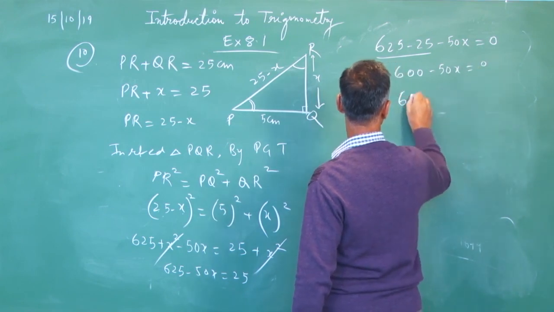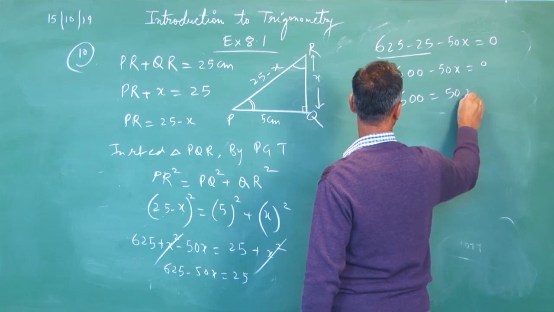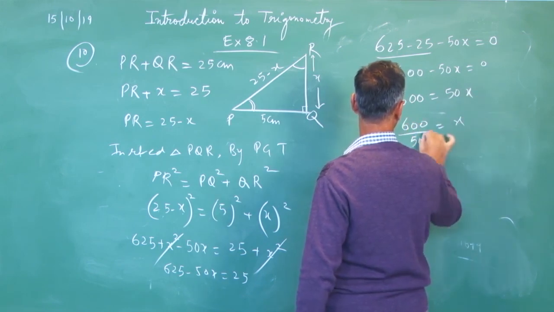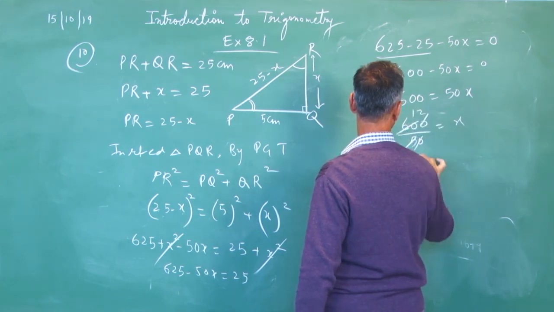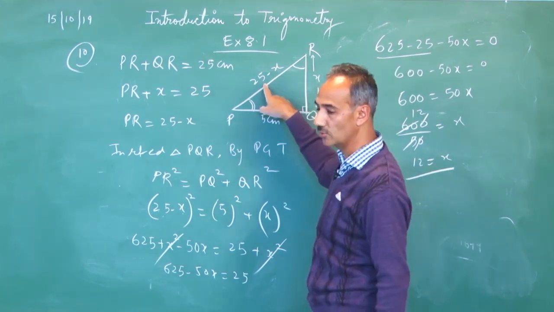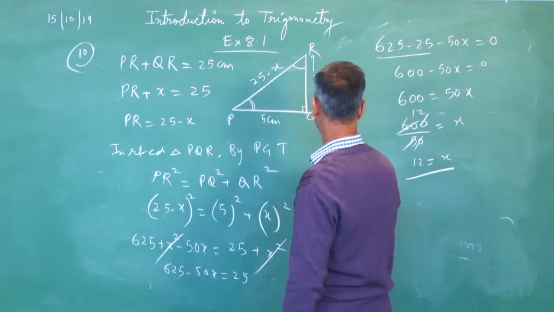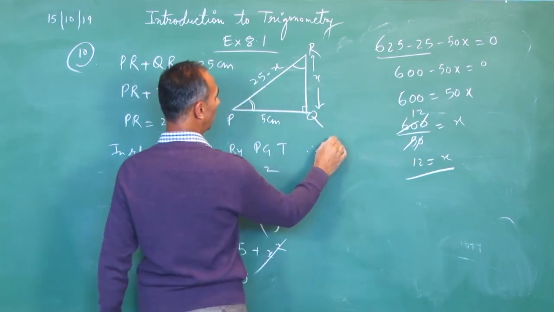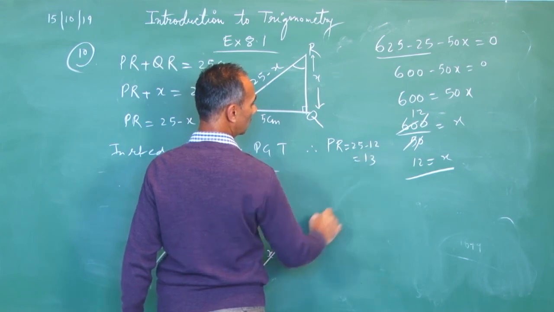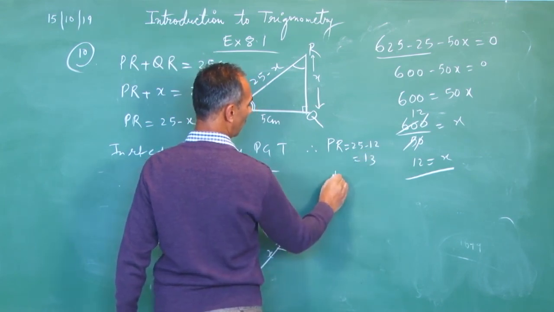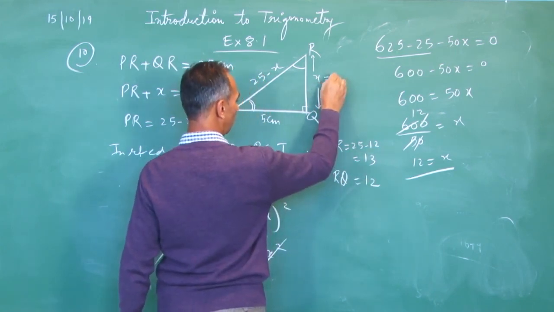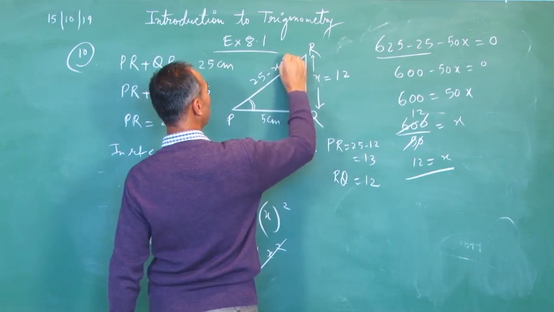Adding 50x on both sides. So 600 is 50x, dividing by 50 on both sides. So that means 5 12s. So x is 12. That means this length is 12 and this will be 25 minus 12, 13. Therefore, your PR is 25 minus 12, that is 13. And your QR or RQ is X, which is 12. So this is 12 and this length is 13.